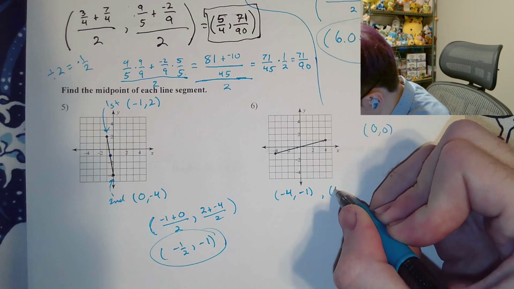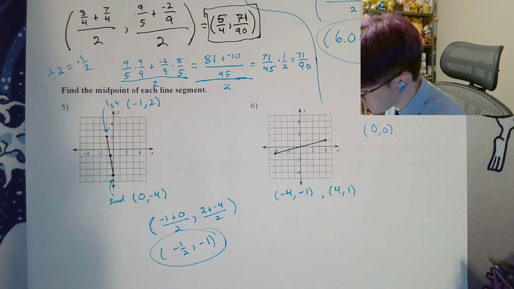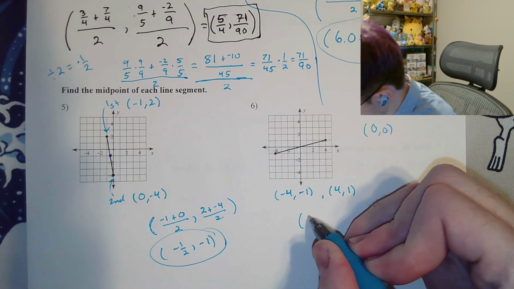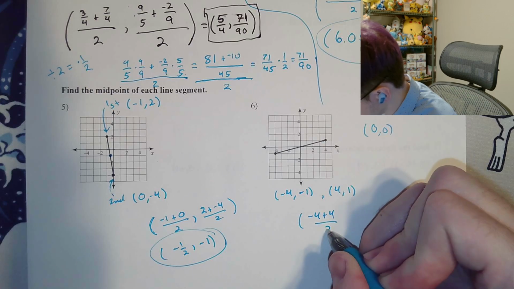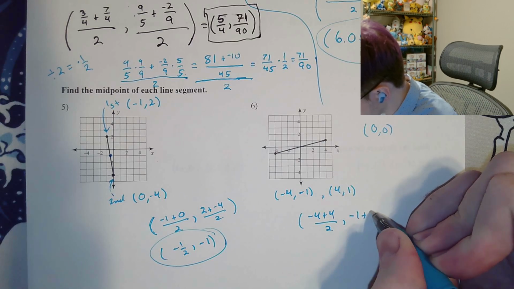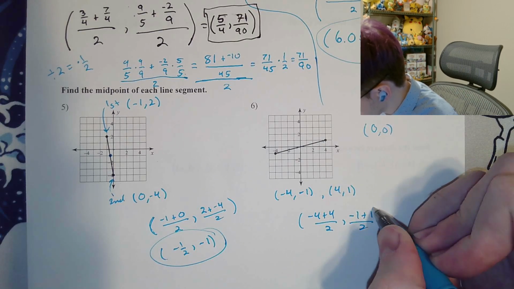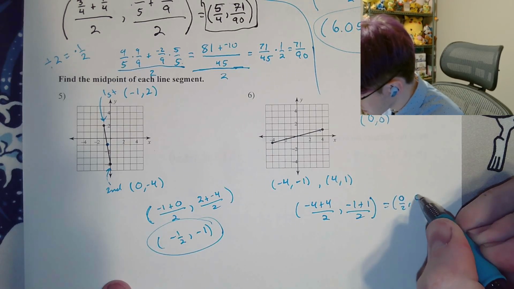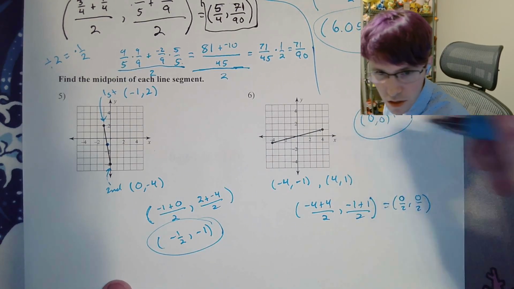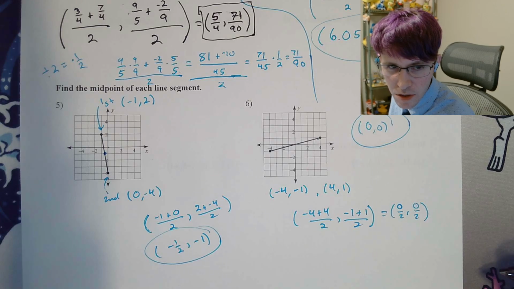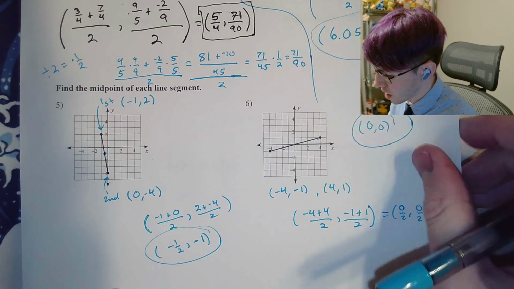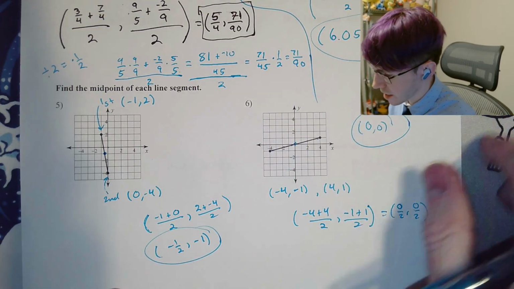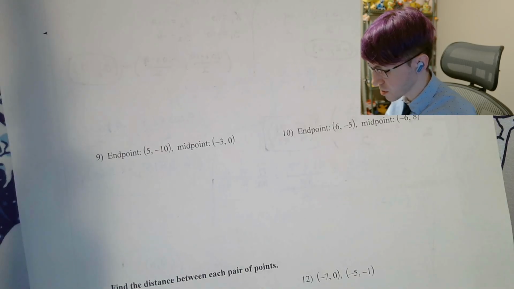And then we have after that positive 4, comma, positive 1. So our formula would be negative 4 plus 4 divided by 2, comma, negative 1 plus 1 divided by 2. And that's just going to be 0 over 2, comma, 0 over 2, which is just the answer we already talked about, 0, comma, 0. Moving on to our next page here, we have question number 7.